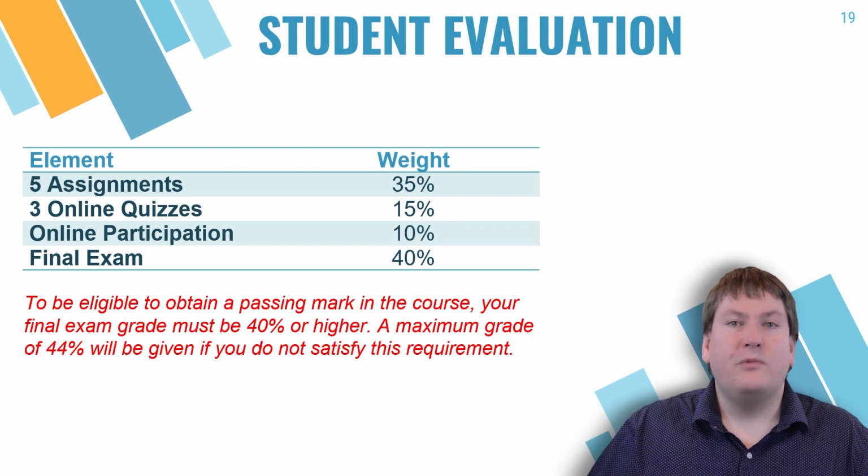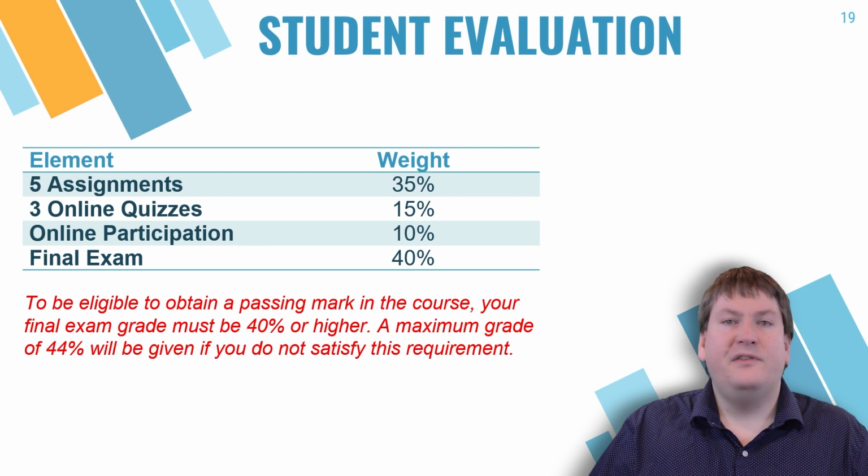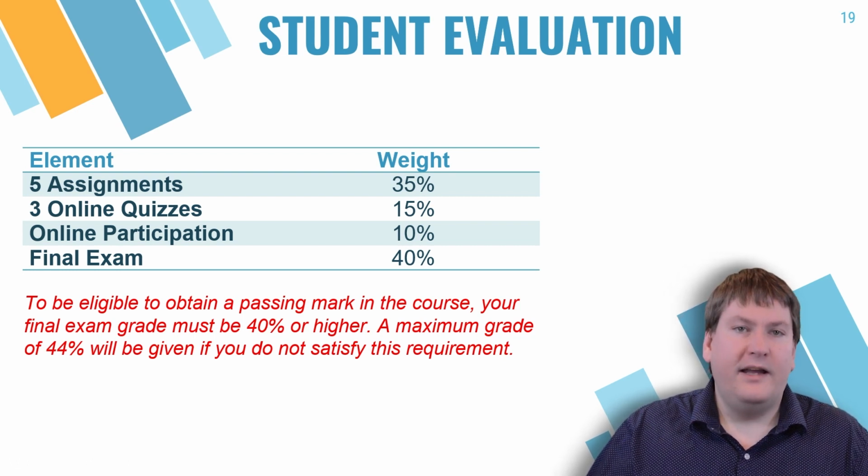Now, what you're probably really interested in is how this will all be graded. The 5 assignments will be worth 35% in total, the 3 online quizzes 15%, or 5% each, online participation is going to be 10%, and the final exam is going to be worth 40%. We'll get into what each of these entail in a few slides.